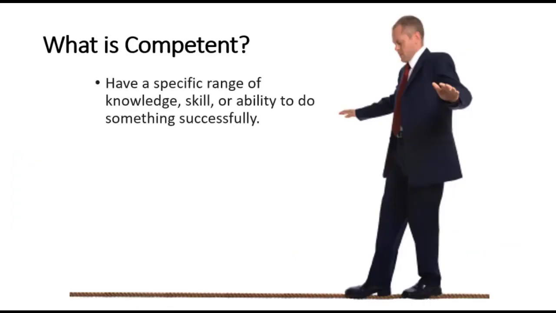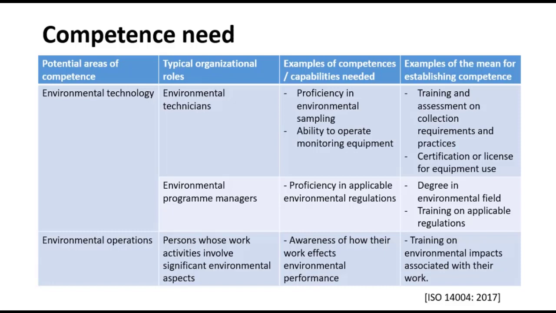What is competence? Competent means a person has a specific range of knowledge, skill, or ability to do something successfully. So here is an example. If you refer to the ISO 14004, it shows you how we can determine the competence needs. For example, a potential area of competence is environmental technology. So what is their role as environmental technicians? An example of competence is proficiency in environmental sampling or the ability to operate monitoring equipment. To establish this, a competent person could receive training and assessment on collection requirements and practice, or a certification or license for equipment use. So you can read further by referring to the ISO 14004.